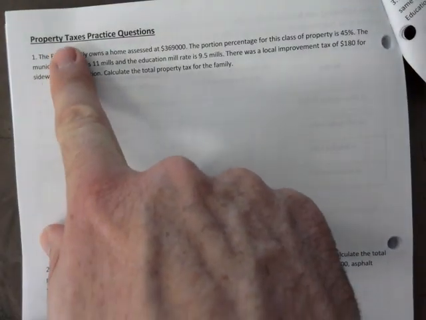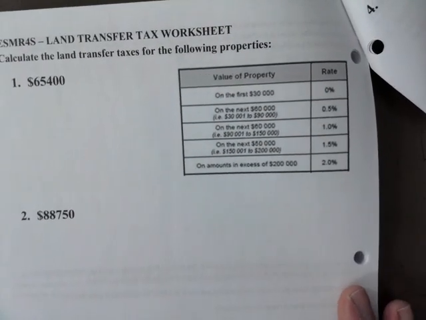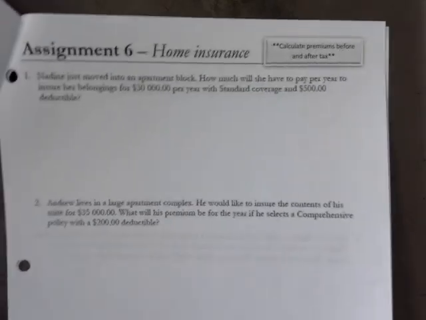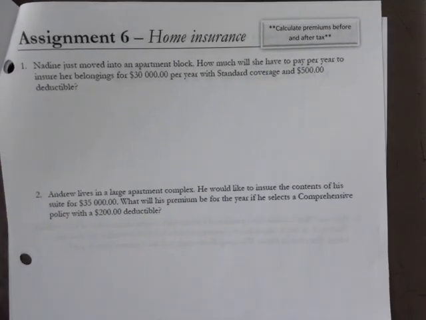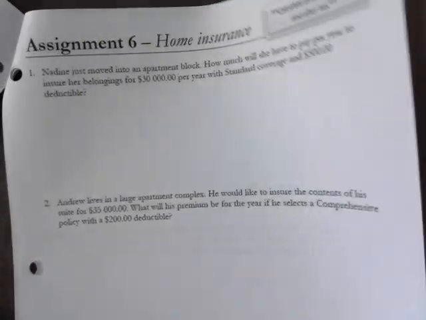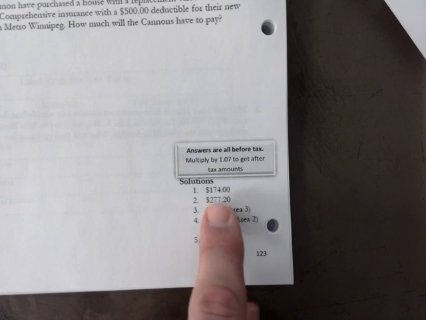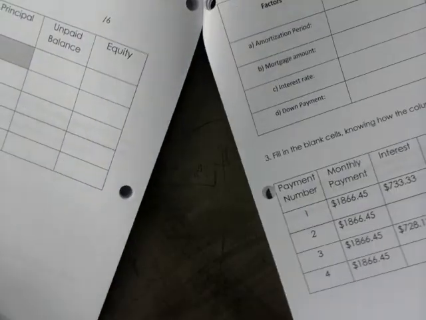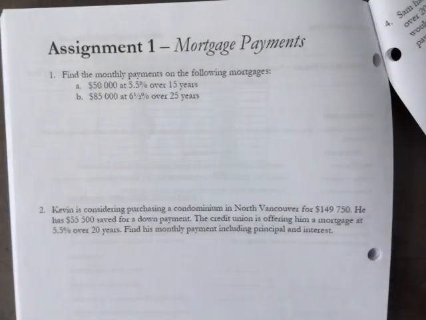Then there's some property taxes. You have some land transfer tax questions there. Various amounts. And last but not least, you've got home insurance. I will see if I have the actually worked out key for this, but the answers, usually if you just keep scanning, you'll find them. But your first task is to do those 4 ACs, and if you're done that, you start on this.